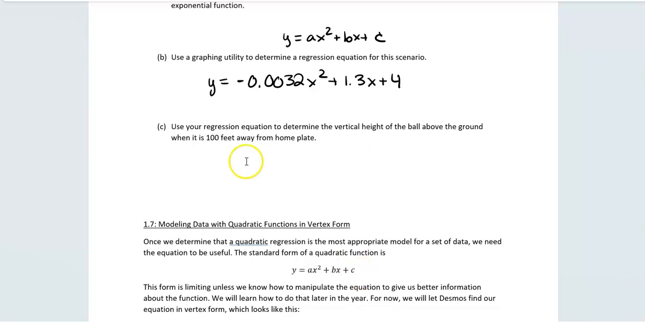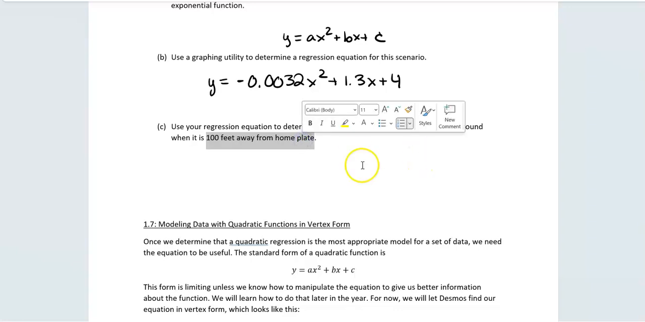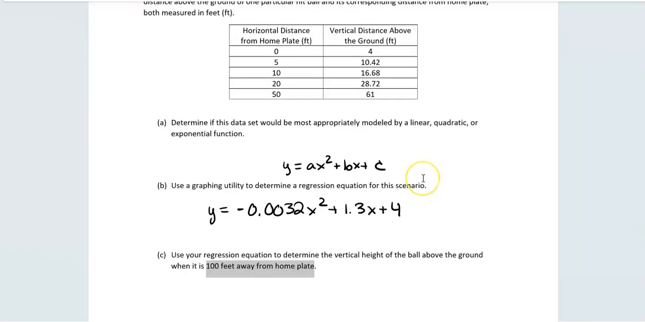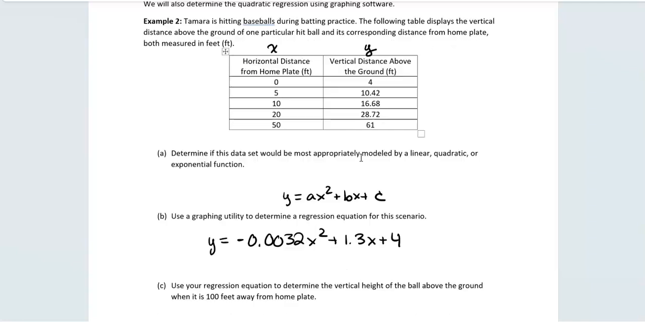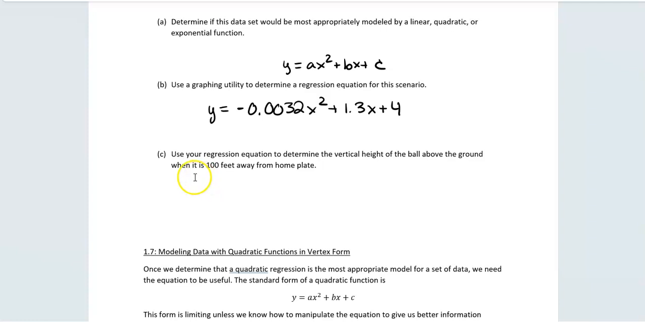Then it says use our regression to determine the vertical height of the ball above the ground when it's 100 feet away from home plate. Well, let's see. If it's 100 feet away from home plate and we're looking for a vertical height, let's look at what this data gives us. This is the vertical height. This is the horizontal distance from home plate. So this is the x and this is the y, which means we're taking the number they give us and plugging it in for x.